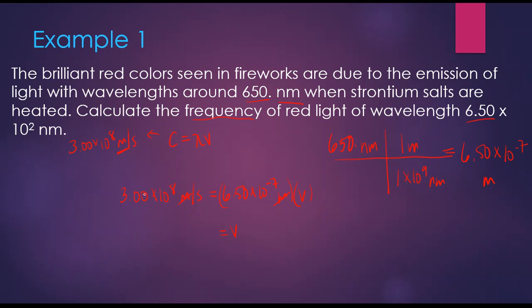So punching in a few numbers, looking up here for significant figures, this is our measured value in our problem, so it has 3. I'm going to keep 3 in my answer. So I end up getting 4.62 times 10 to the 14. Now you can write it in hertz, because hertz is the same thing as 1 over seconds. So either way, that would be correct in showing your calculation.